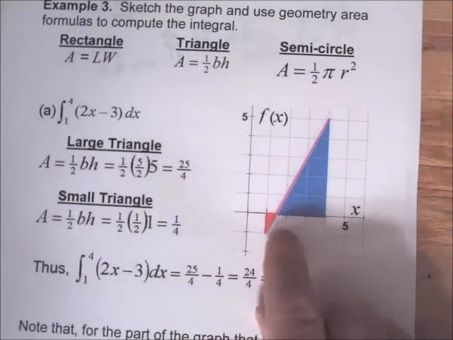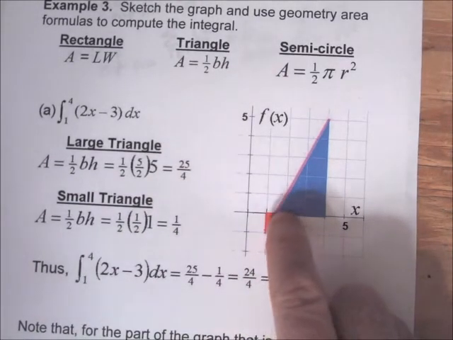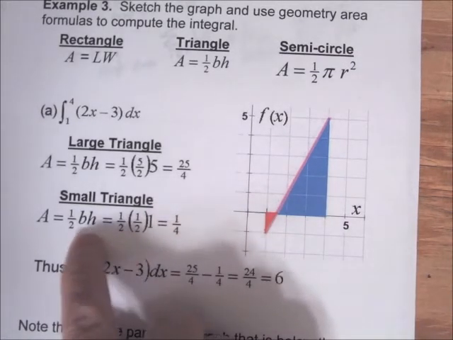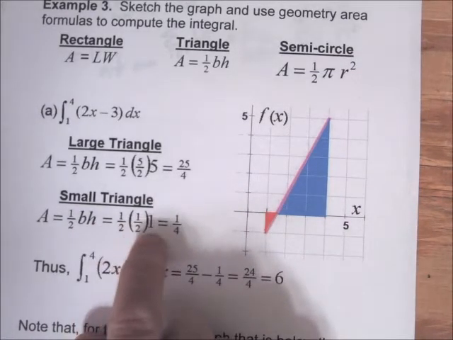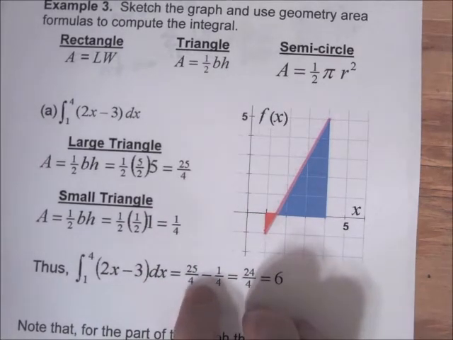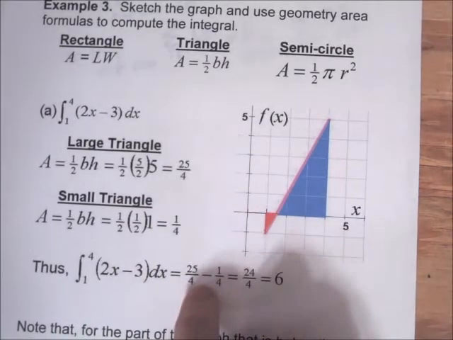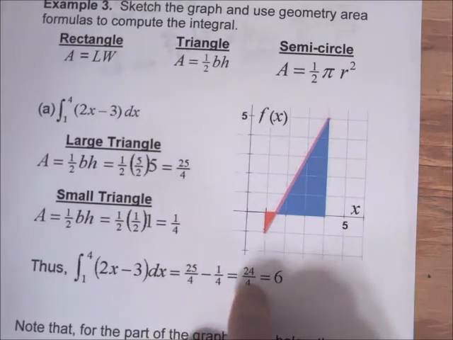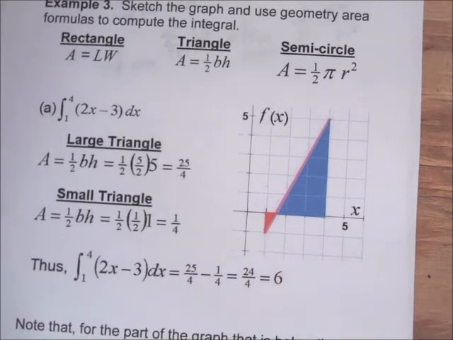The small triangle, the base is 1/2 and the height is 1. So that's going to be 1/2 times the base times height. 1/2 times 1/2 times 1 is 1/4. So that means that the integral is going to be the large triangle minus the small triangle. 25 fourths minus 1/4, 24 fourths, which is 6.